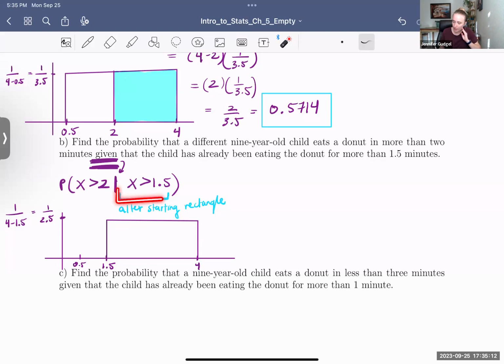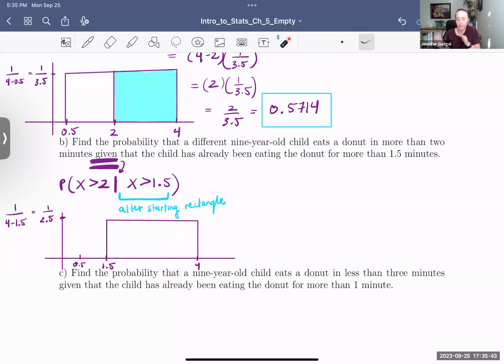So once you have your given information, here it was that X was guaranteed to be more than 1.5, our rectangle gets altered that way. If your given information had been that X is less than 3, then we would have cut off that upper part. This would be my starting rectangle. If I was told that it was going to be less than 3, then I would cut off that upper minute because I knew it wasn't going to be up there if I was given that the child was going to finish in less than 3 minutes.